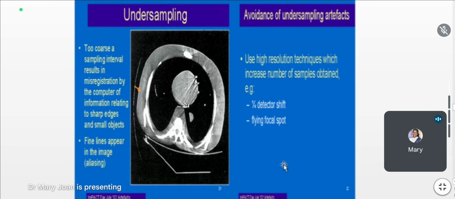And undersampling: when too coarse a sample interval results in misregistration by the computer of information relating to sharp edges and small objects. Fine lines appear in the image. Undersampling artifacts are avoided by use of high resolution techniques, which increase the number of samples obtained by quarter detector shift or flying focal spot.